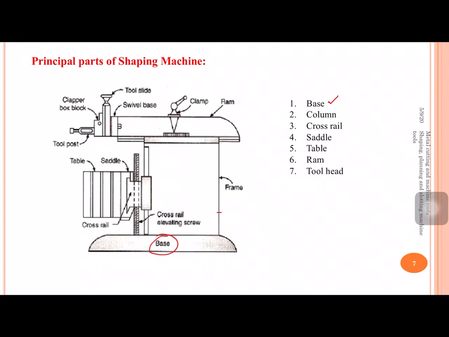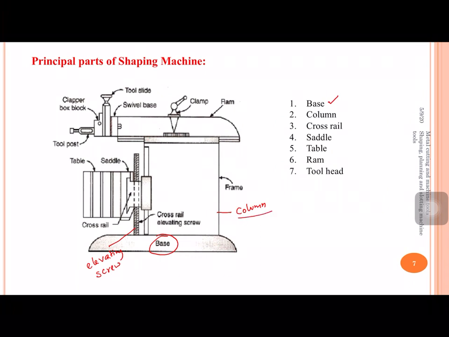Here you can see this is called the column, and this column is placed on the base of the machine tool. Not only this, this is called the elevating screw. This screw is utilized for movement of the table in the vertically upward direction. That is, simply by rotating the handle corresponding to this elevating screw, we will move the entire table in the vertically upward direction. The mechanism utilized there is the screw nut mechanism.